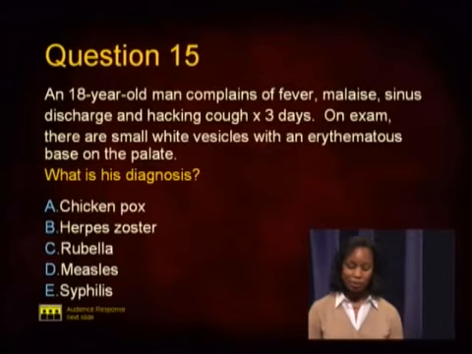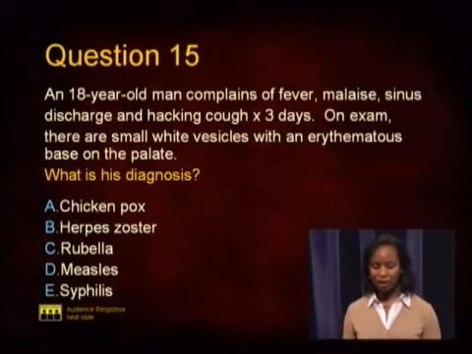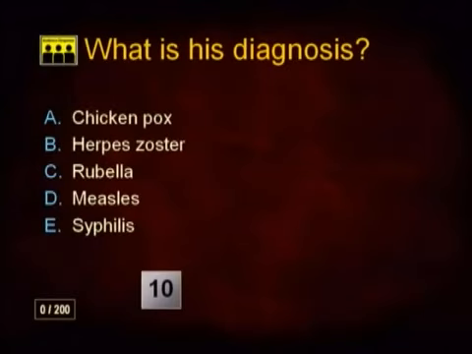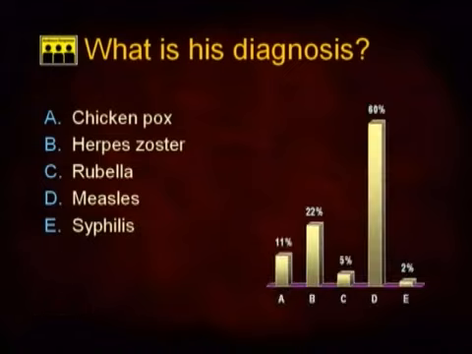All right. Here was our 18-year-old with the fever and malaise and the white vesicles on an erythematous base. So what was this patient's diagnosis? Okay. All right, so kind of a mixed bag there, but remember the question described the Koplik spots, those white vesicles on an erythematous base. So this was a patient with measles.